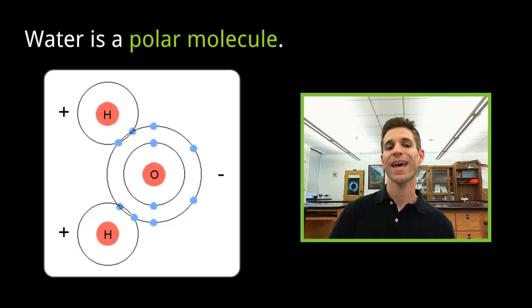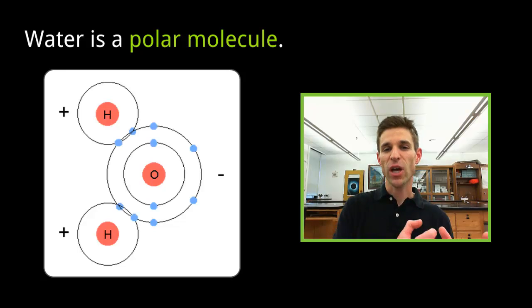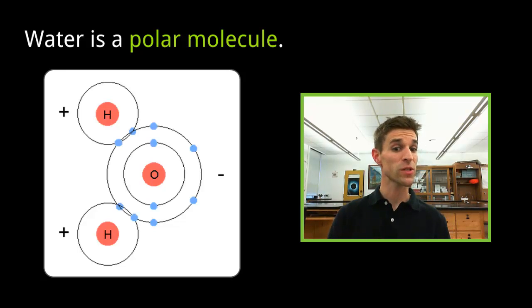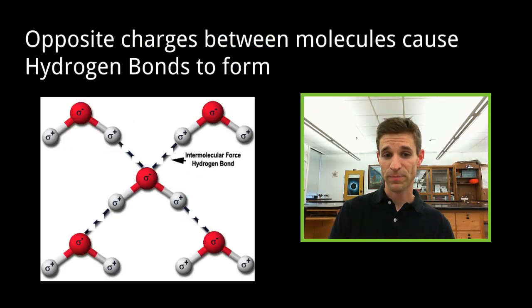And that has to do with the fact that the bonding between the hydrogen and oxygens isn't actually equal. The electrons being shared in the covalent bonds are not equally shared between the hydrogen and the oxygen. The oxygen actually hogs the electrons just a little bit more, and so it's a little bit more negative. That's why the oxygen side of the molecule is marked with a negative sign, and the hydrogen side is marked with a positive sign. We call that a polar molecule, and it has a very important consequence for the properties of water.